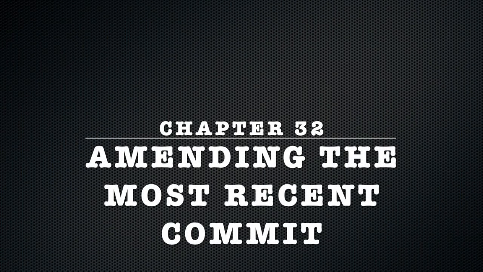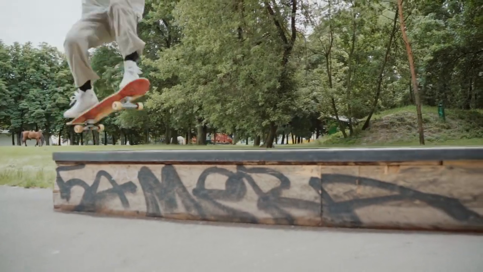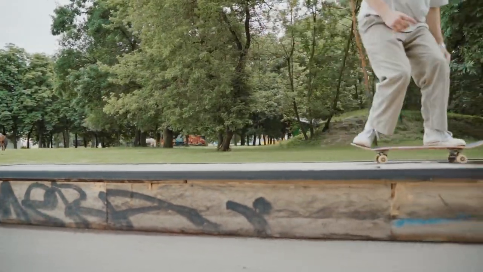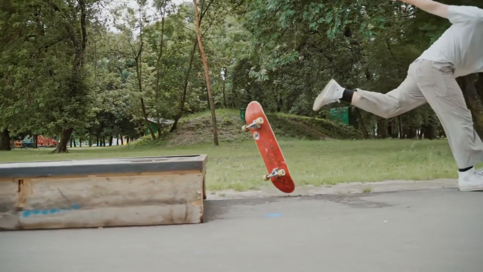Chapter 32, Amending the Most Recent Commit. Mistakes happen. Fortunately, Git has various ways that you can fix mistakes, big and small, after the fact.